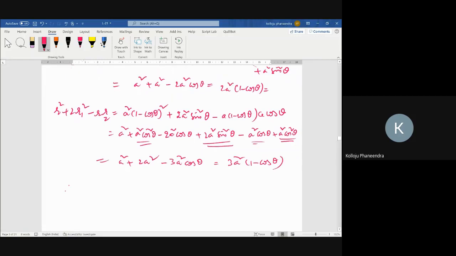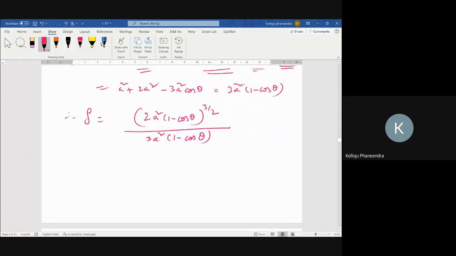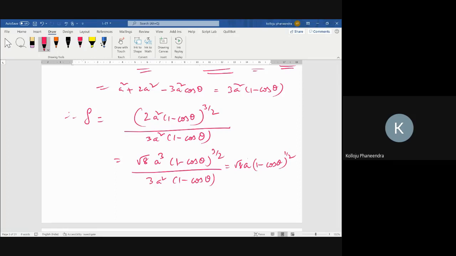Therefore substitute these values in rho. Rho equal to numerator value by denominator value: (2a square into 1 minus cos theta) whole power 3 by 2 divided by 3a square into 1 minus cosine theta. So this is root 8 a cube into (1 minus cosine theta) whole power 3 by 2 by 3a square into (1 minus cosine theta). So this is minus 1, you will get power 1 by 2: root 8 a by 3 into (1 minus cosine theta) to the power 1 by 2.